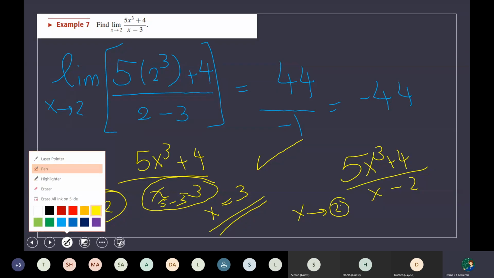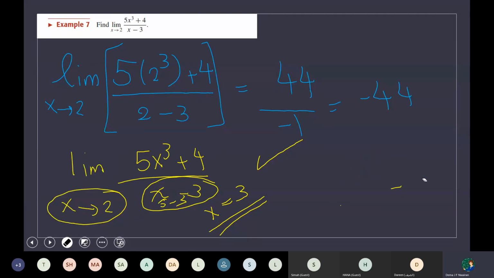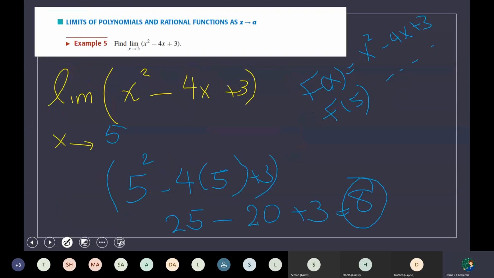Okay, forget this thing for now, it's early. Tomorrow, inshallah, when we talk about it, I will tell you about it. So if you have a rational expression or a polynomial, just evaluate the value of x.